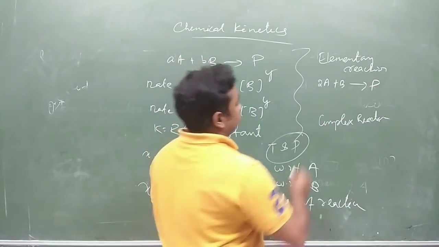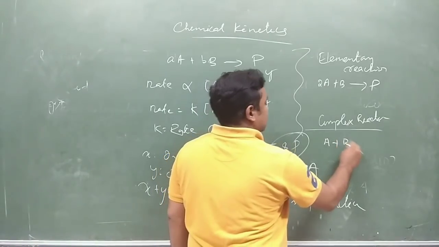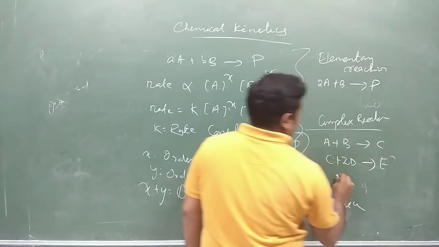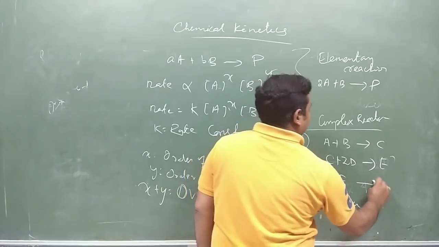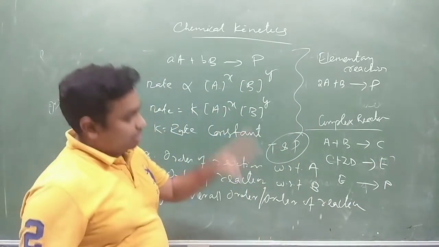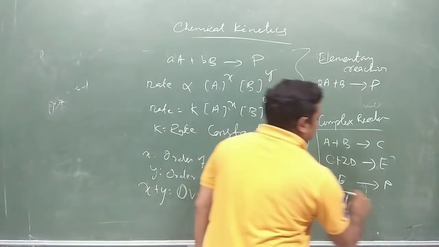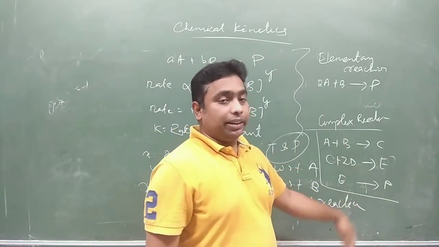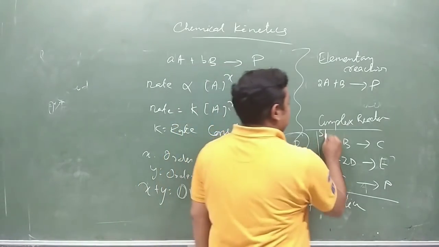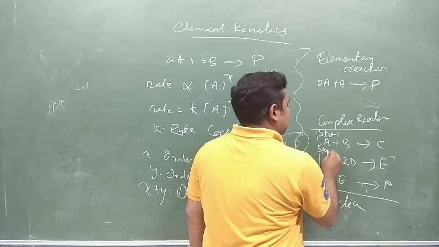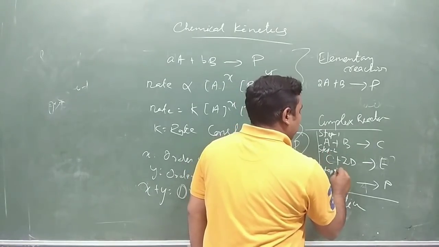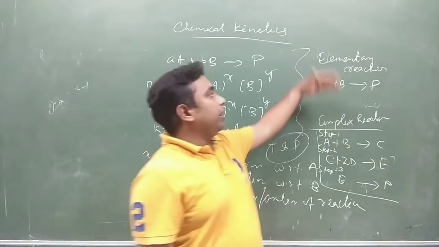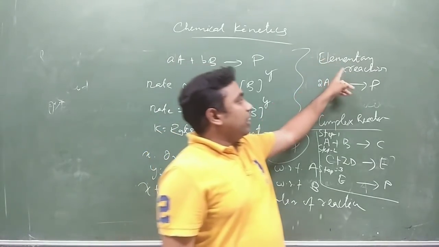What is a complex reaction? In a complex reaction, suppose A plus B gives rise to C, C plus 2D gives rise to E, and this E is converted to product P. So this is a complex reaction because the overall reaction takes place in three parts. The overall reaction is completed in three steps. This is step 1, this is step 2, this is step 3. So when a reaction is completed in more than one step, it is a complex reaction, and when it is completed in only one step, it is called an elementary reaction.